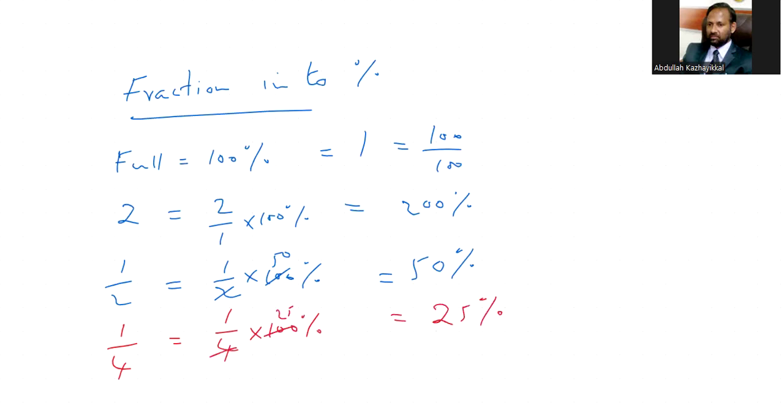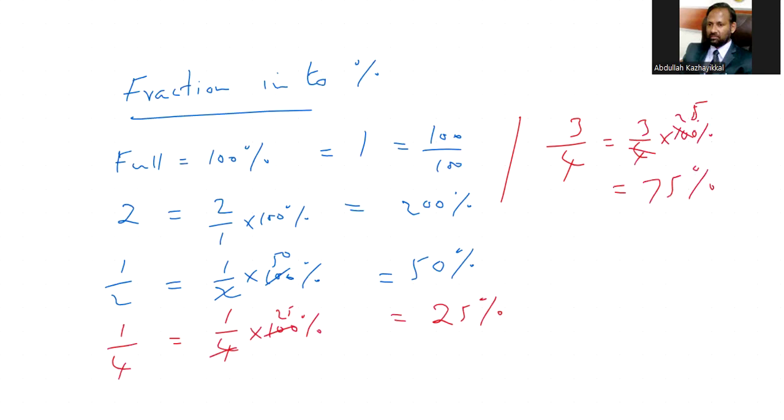Now what about 3 by 4? Convert 3 by 4 into percentage. That means 3 by 4 into 100 by 100, 100%. You can cut this, 100 by 4 we did before, 25. That means 75%. Every fraction we can change into percentage.